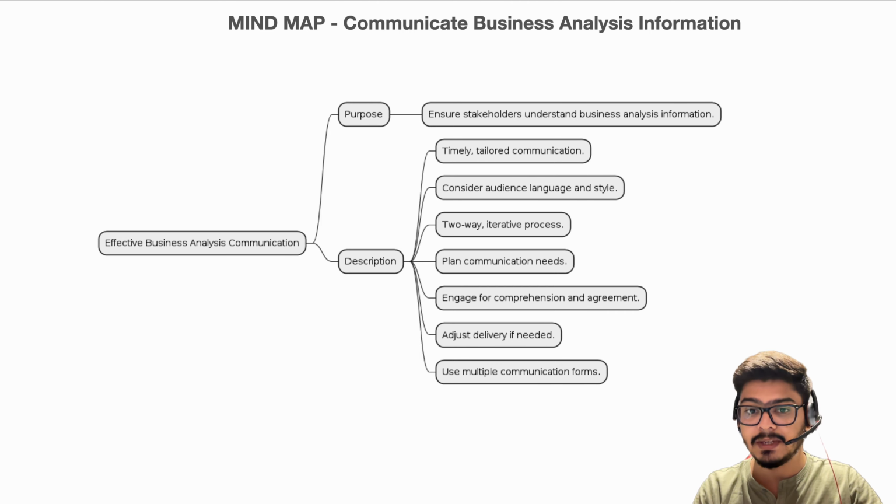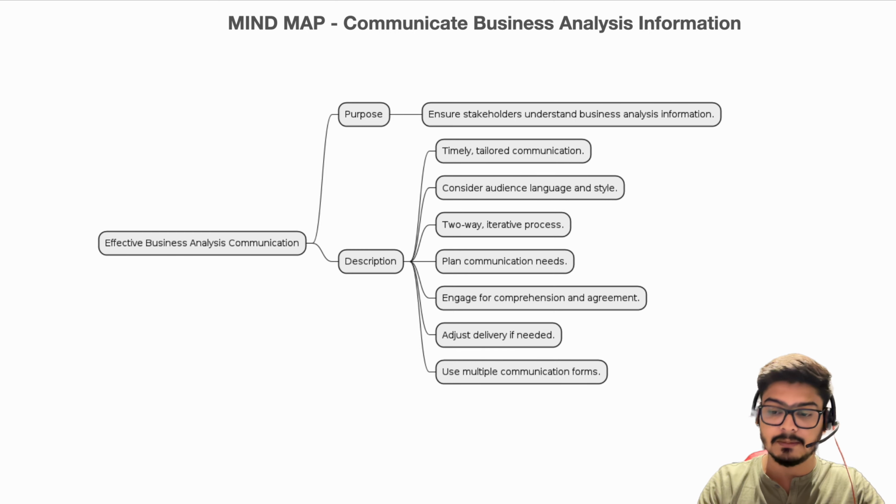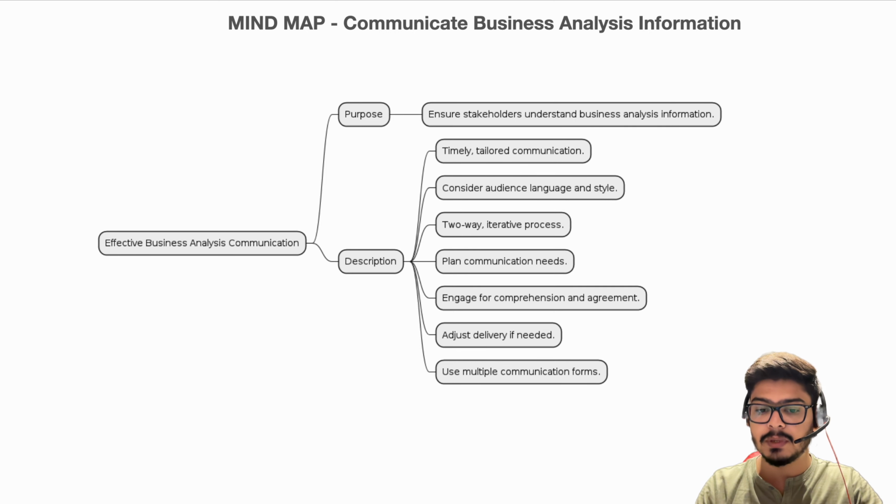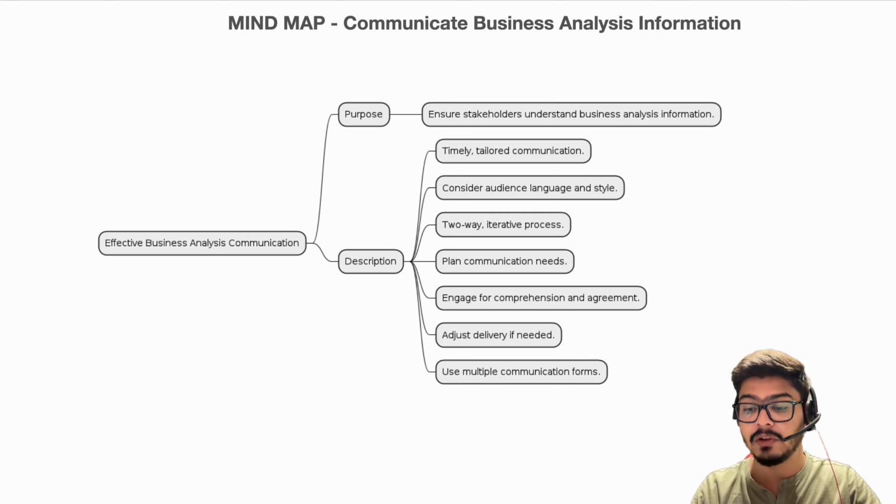Like what is timely, tailored communication, what kind of audience you want to share this information with, and what the process can be. It might be a two-way or iterative process. How do you want to plan it? How do you want to engage? What kind of delivery method you're going to use, formally or informally, and in which form? You want to do it in a group, individually, or on an interview basis. This is what is discussed in the first two sections, purpose and description.